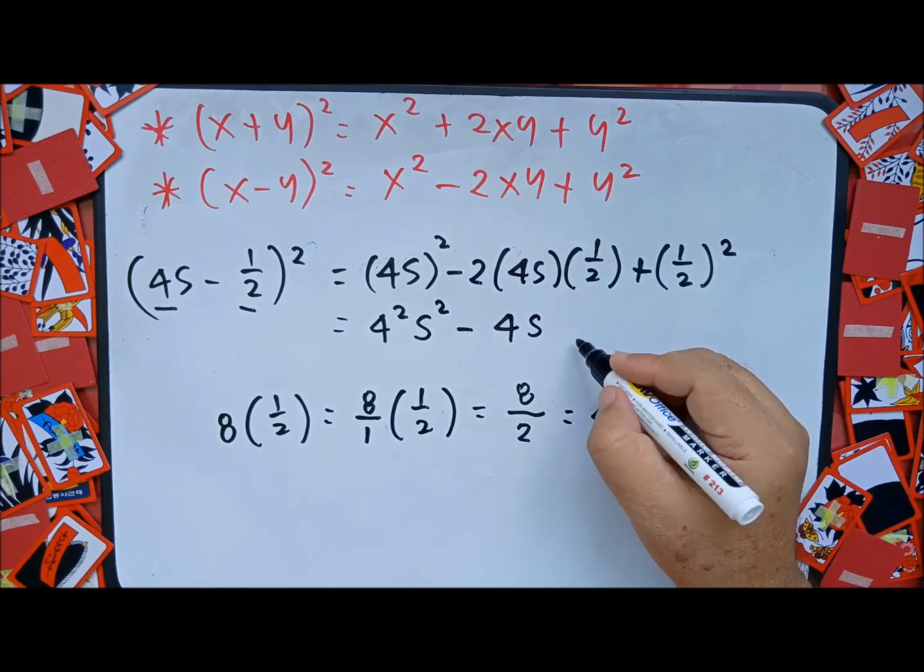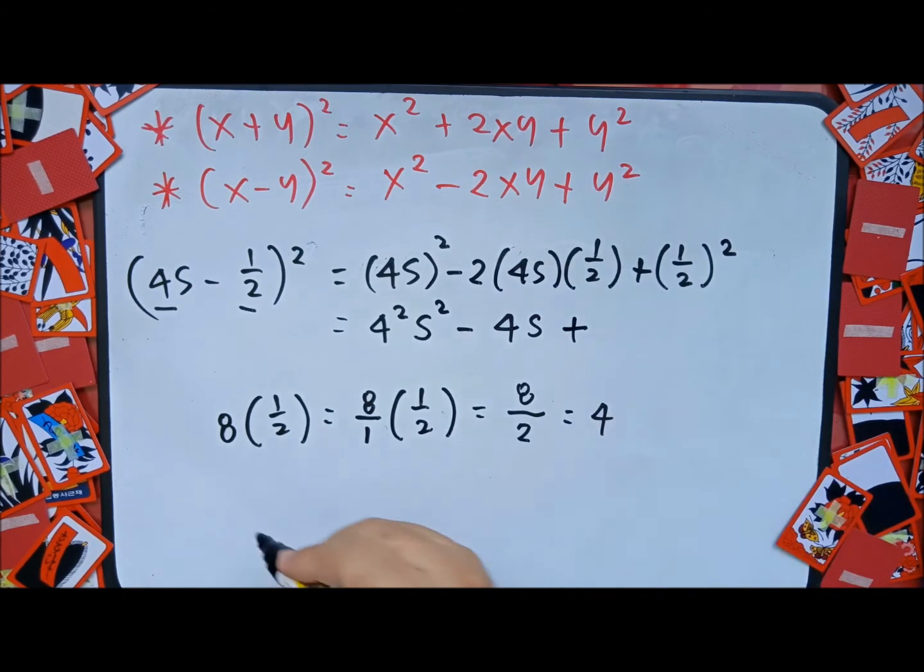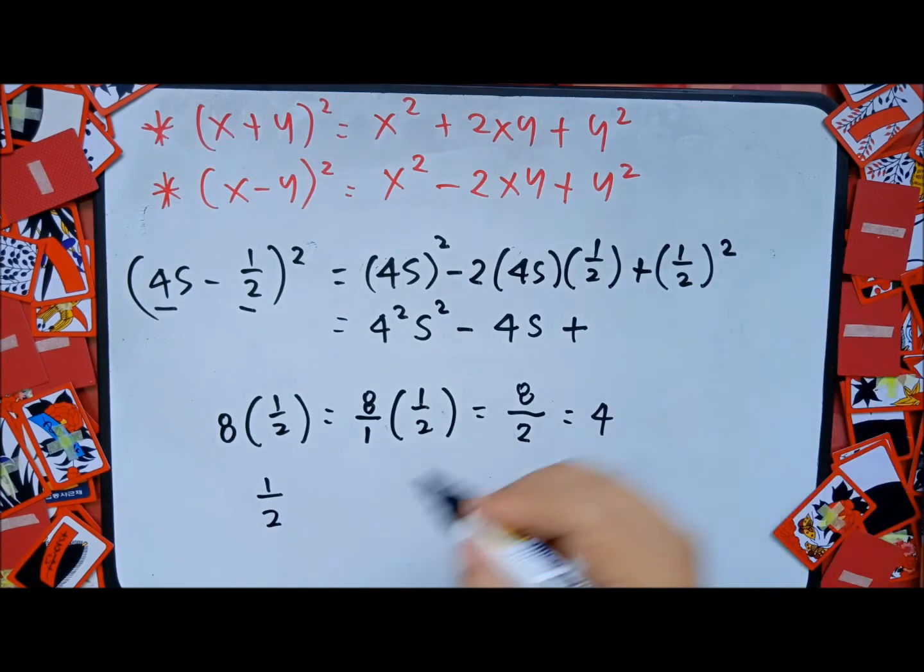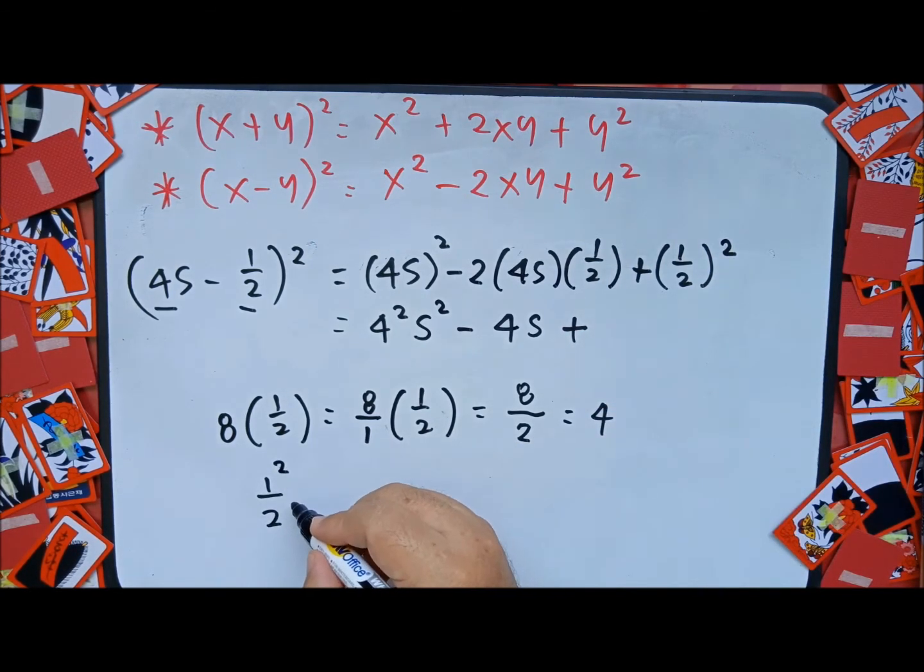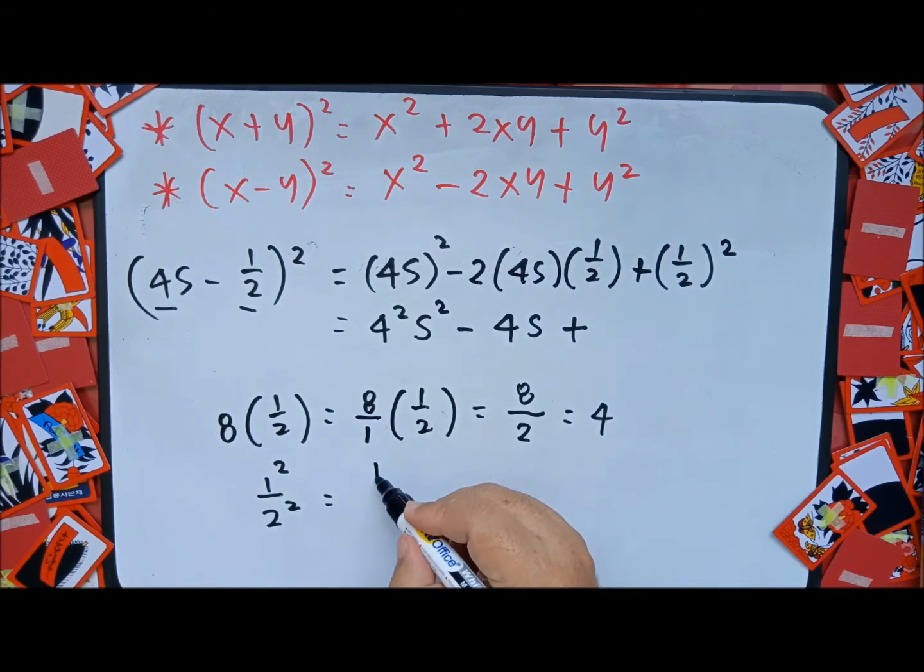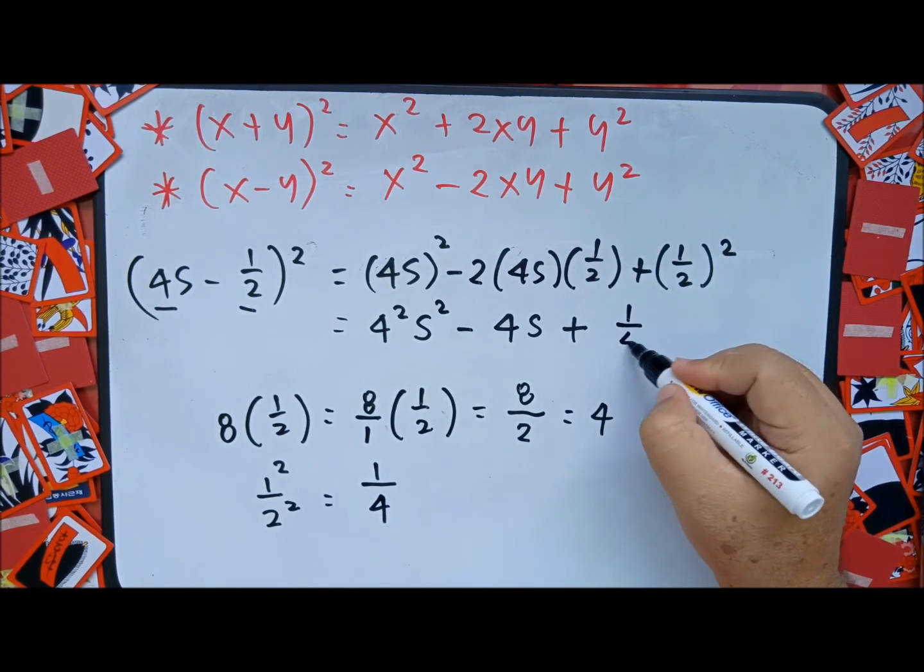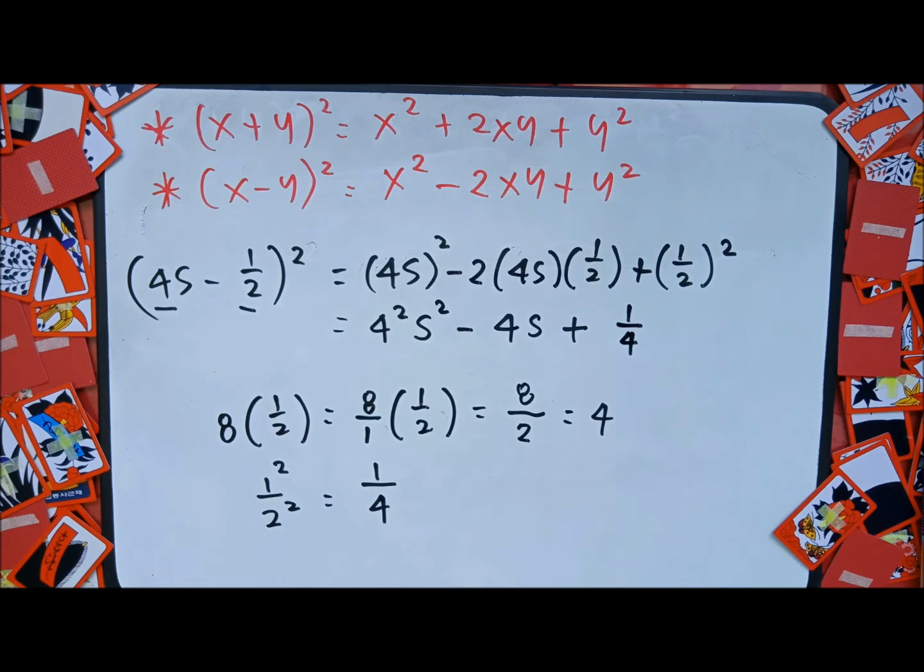Now, plus. How will you square the 1/2? Distribute. This will become squared. 1 times 1 is 1. 2 times 2 is 4. So plus 1/4.